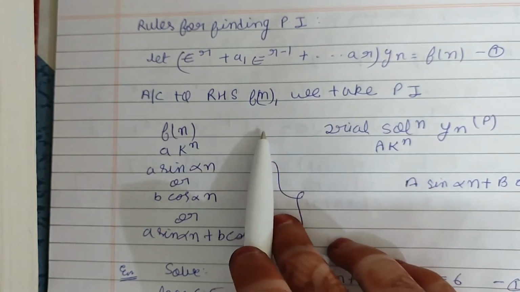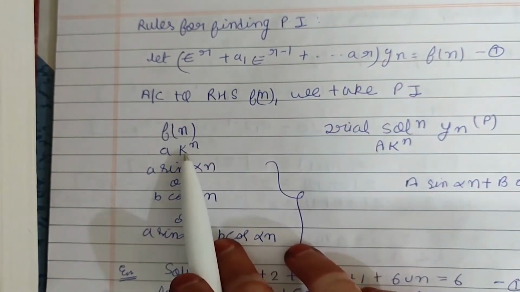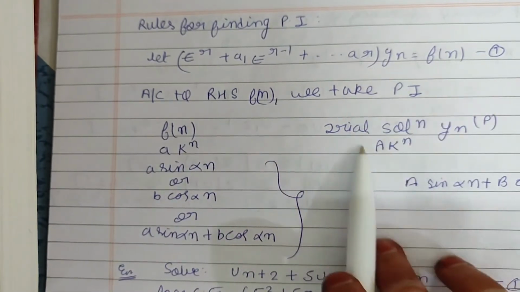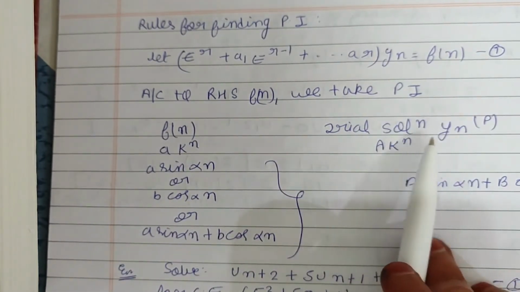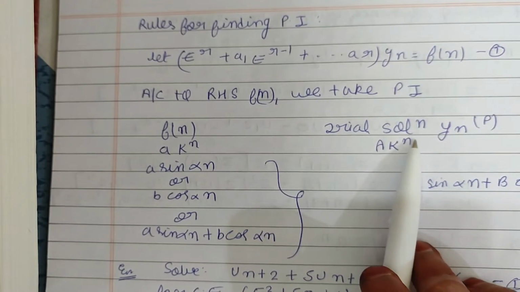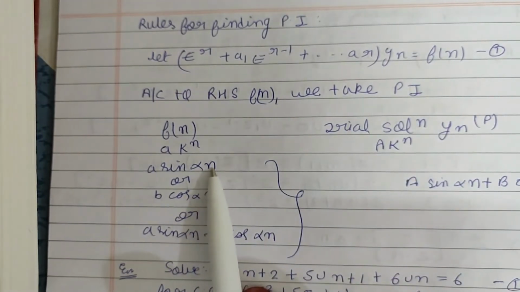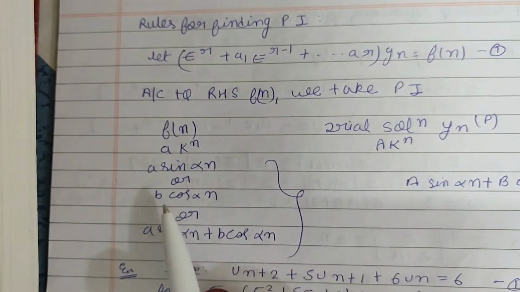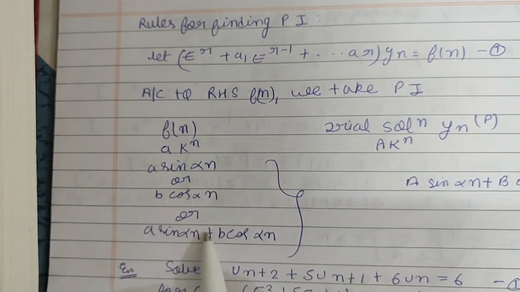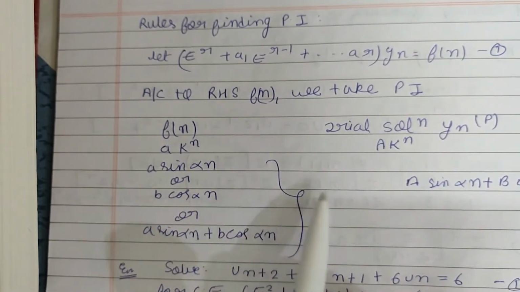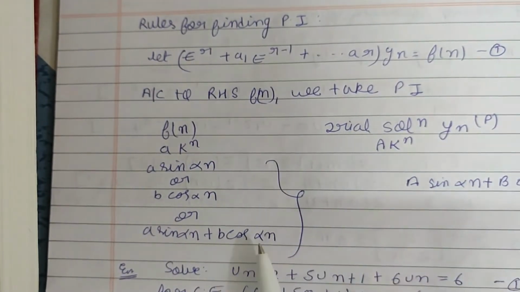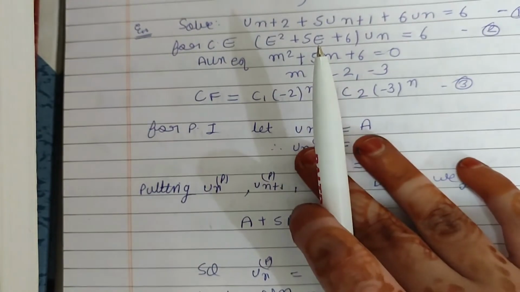So suppose our RHS is in the form of a k to the power n, then the solution for this is A k to the power n. And if it is in any of these forms, that is a sin alpha n, b cos alpha n, or a sin alpha n plus b cos alpha n, then you write it as A sin alpha n plus B cos alpha n. I'll show you an example and it will get clear.